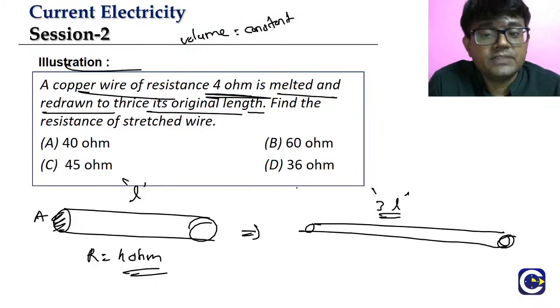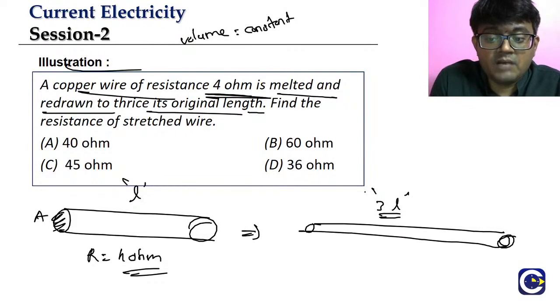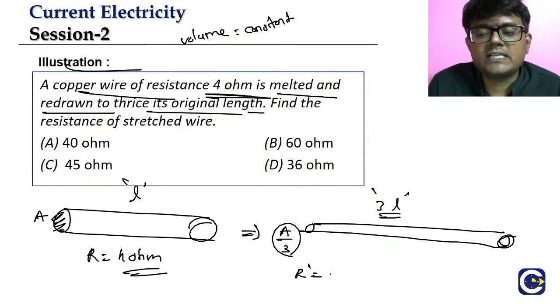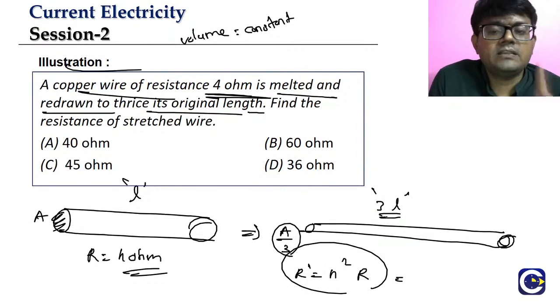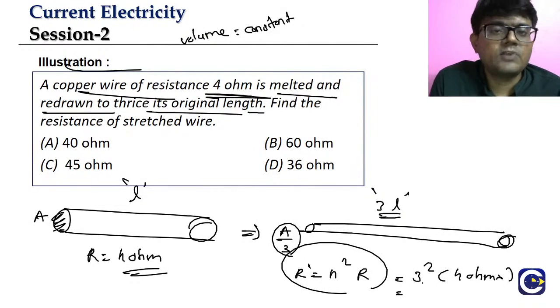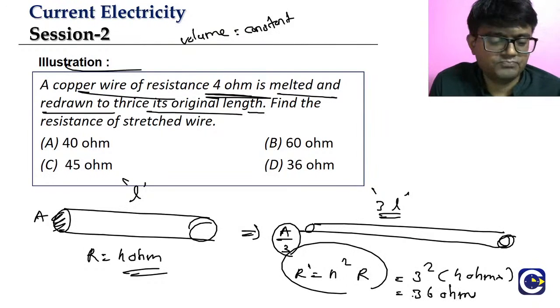Volume constant means, based on the standard result we just saw, the length becomes 3 times the original length, so the area will become 1/3 of the original area. So what is the conclusion? R dash will be equal to n square into R. That is the formula. So what is the value of n? 3. So it will be 3 square into R, which is 4 ohms. Look how simple the answer comes. 3 square means 9, and 9 fours are 36 ohms. That is all.